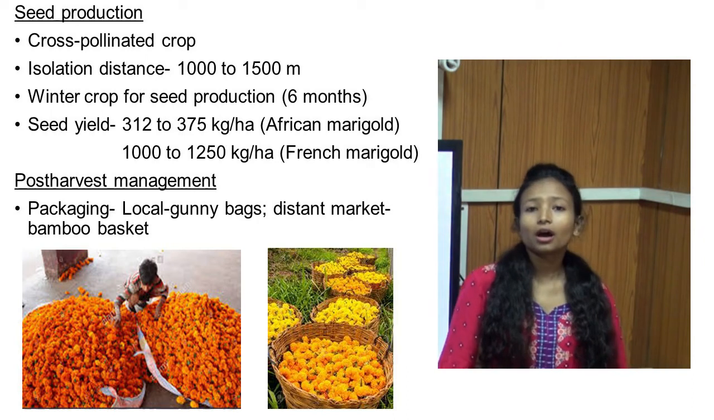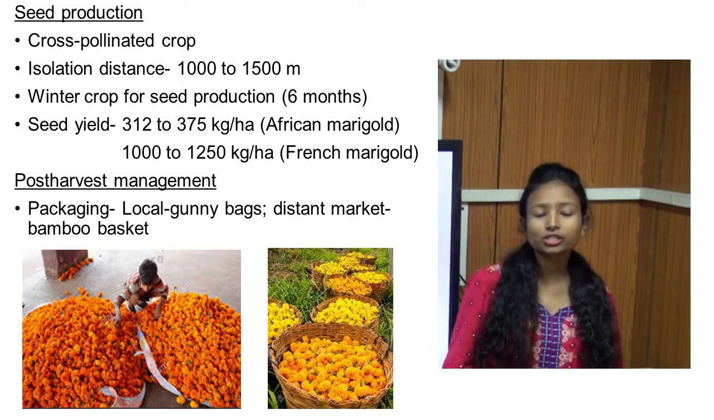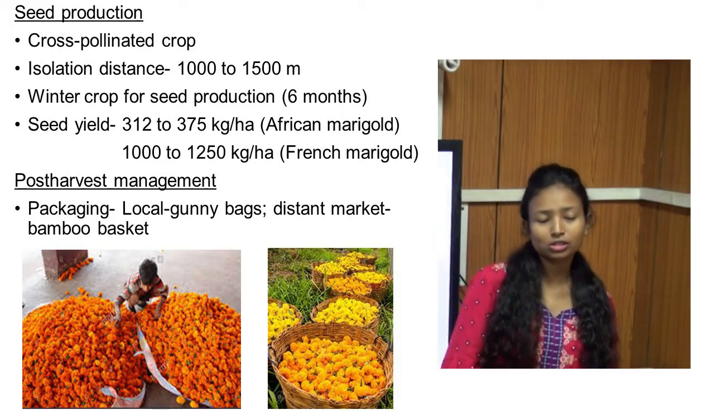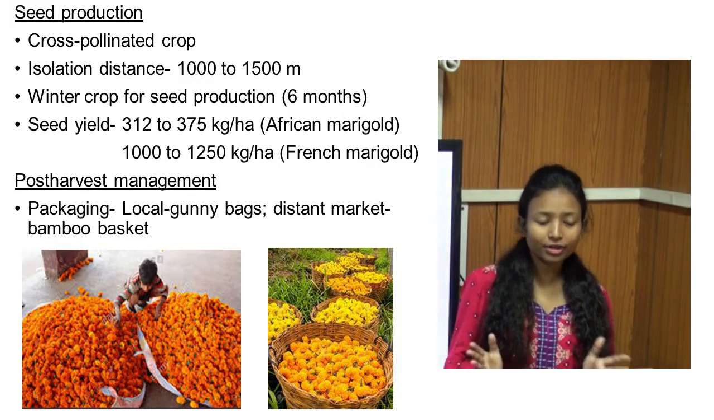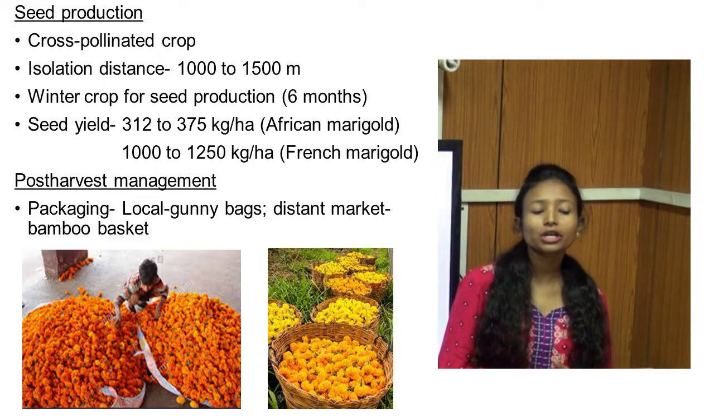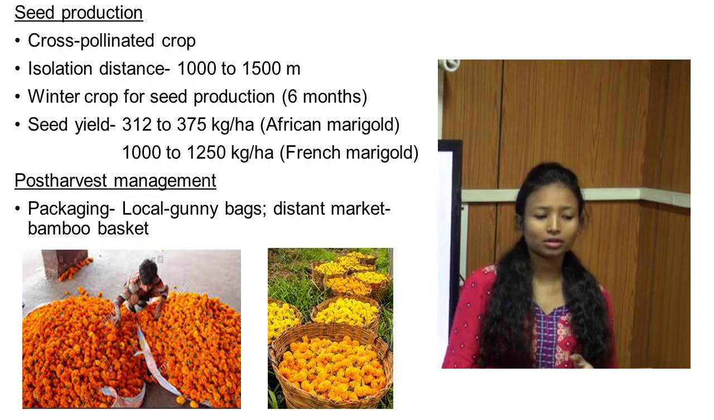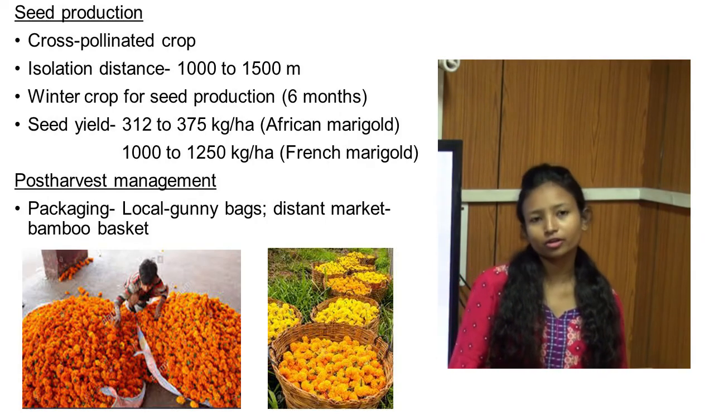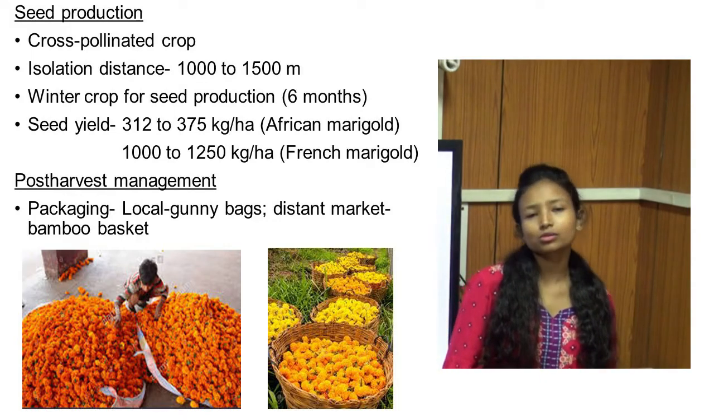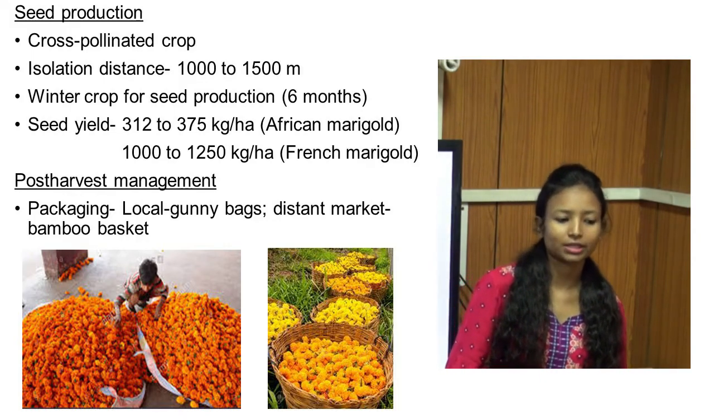Seed production. For seed production, the isolation distance that needs to be maintained varies from 1000 to 1500 meters among different varieties, since it is a cross-pollinated crop. For seed production, mainly the winter grown crop is taken, and it takes 6 months for seed production. The seed yield in case of African marigold is between 300 to 400 kg per hectare, and in case of French marigold, it is 1000 to 1200 kg per hectare.